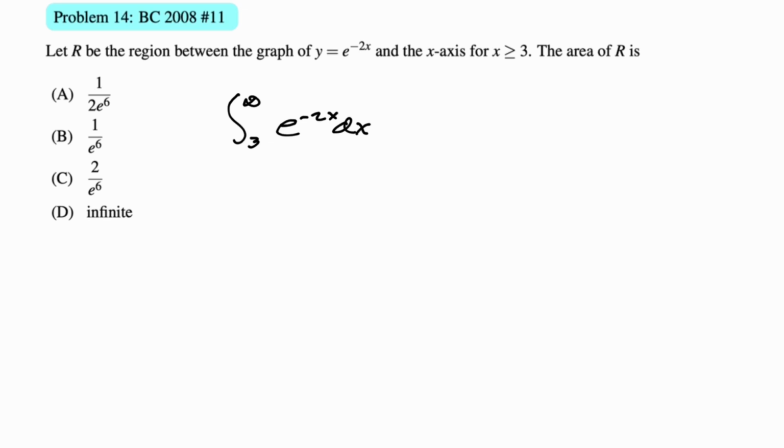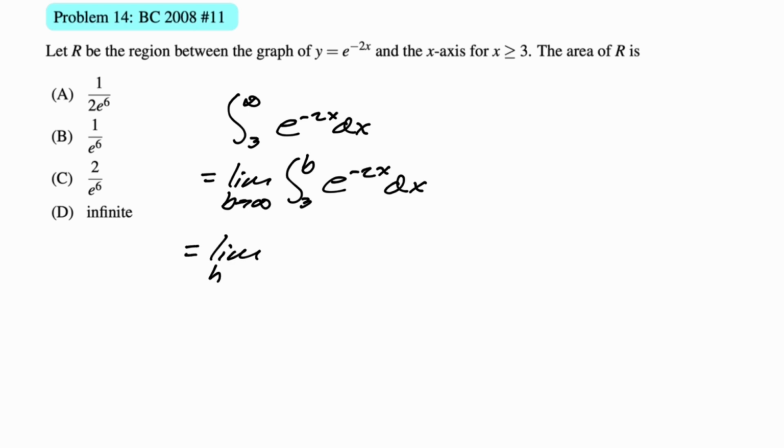If this was free response, you have to really watch your notation, so I'm going to watch my notation throughout. You have to rewrite this using a limit. So we would rewrite it as the limit as b approaches infinity of the integral from 3 to b of e to the negative 2x dx. Now, proper limit notation throughout, I'm going to keep the limit. I'm going to find the antiderivative. For e to the negative 2x, there should have been a negative 2, so negative 1/2 e to the negative 2x. And then we're going from 3 to b.